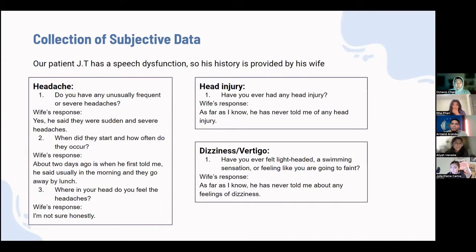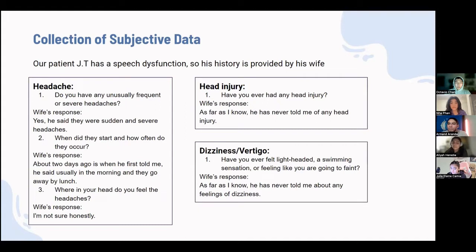But we would ask if he has any frequent and severe headaches, and his wife responded yes. He said there were sudden and severe headaches. Then, when did they start and how often do they occur? About 2 days ago is when he first told me. He said usually in the morning and they go away by lunch. And where in your head do you feel these headaches?